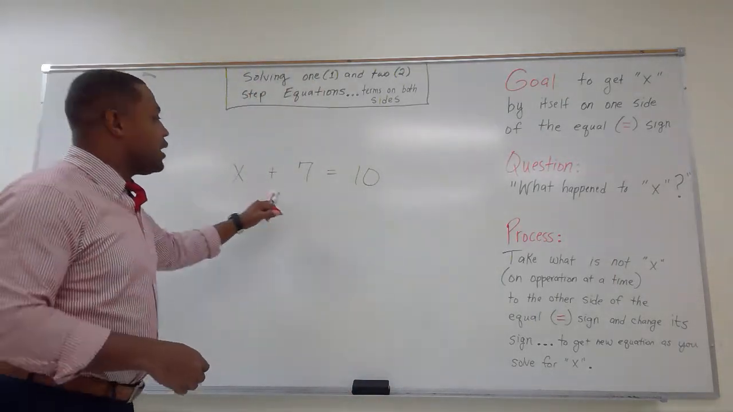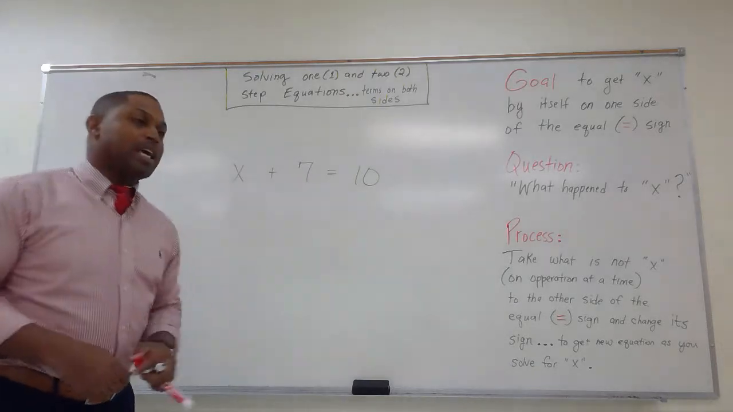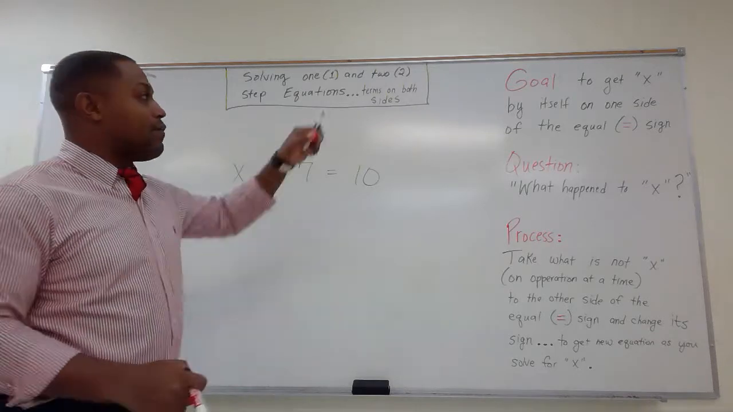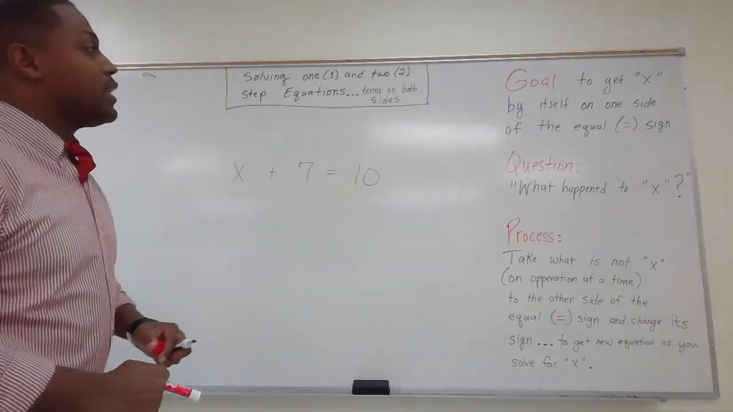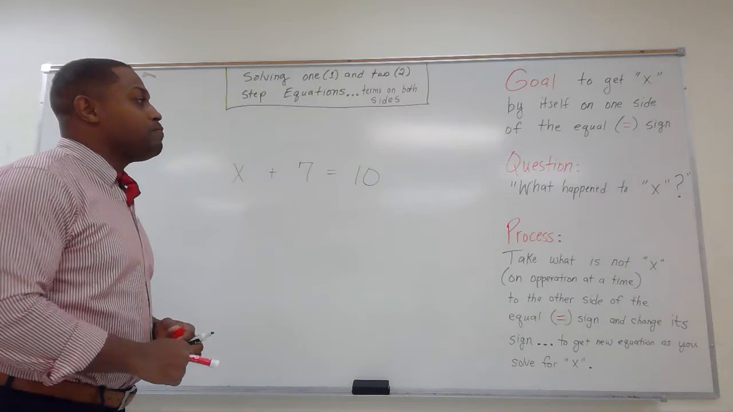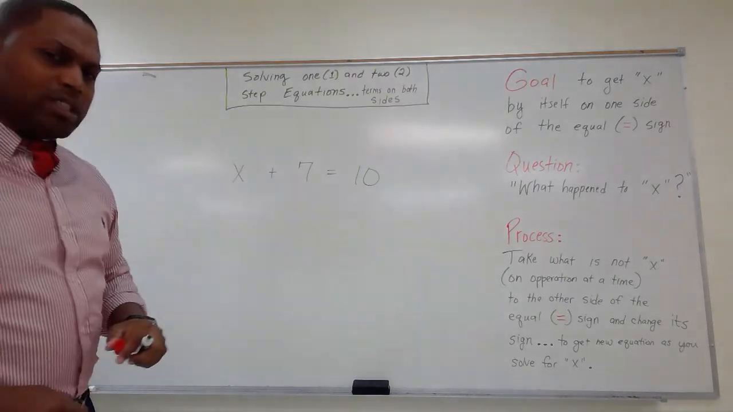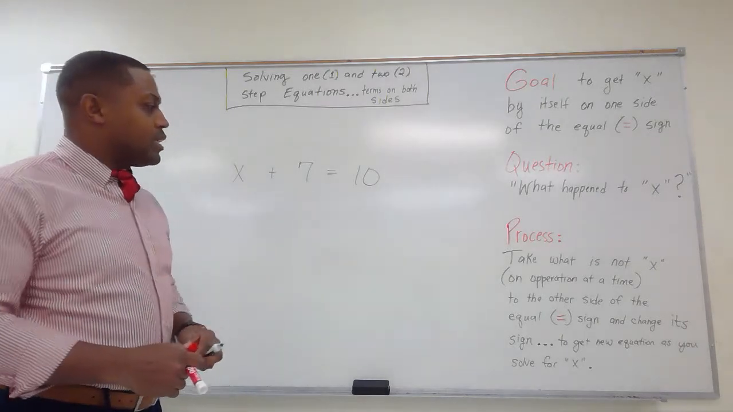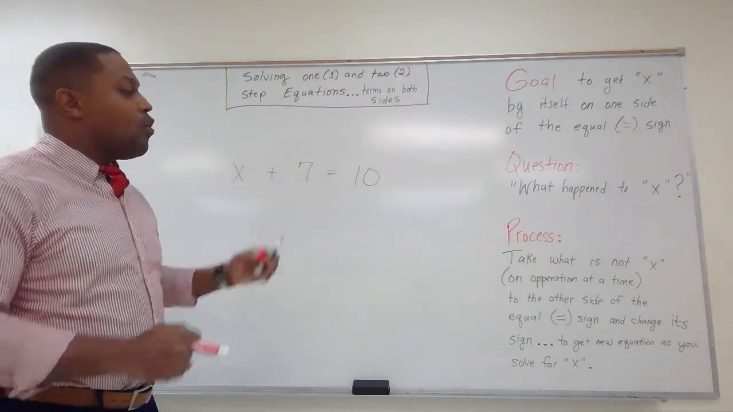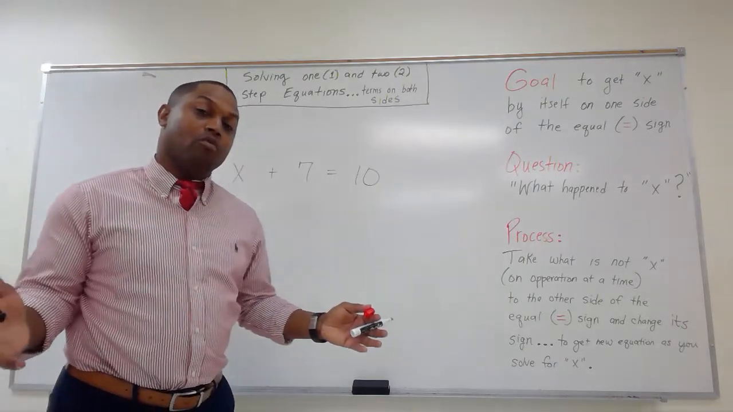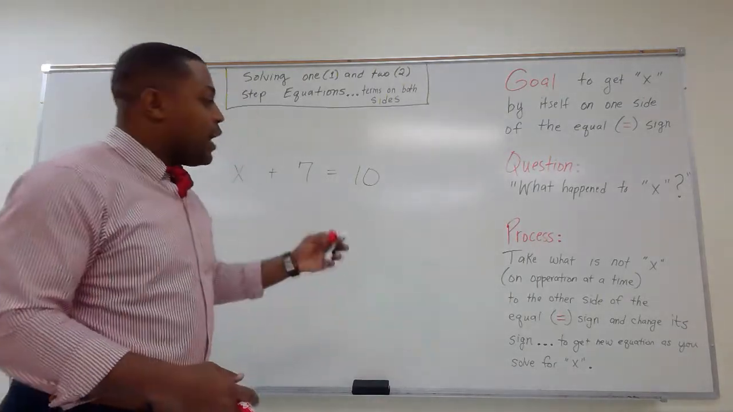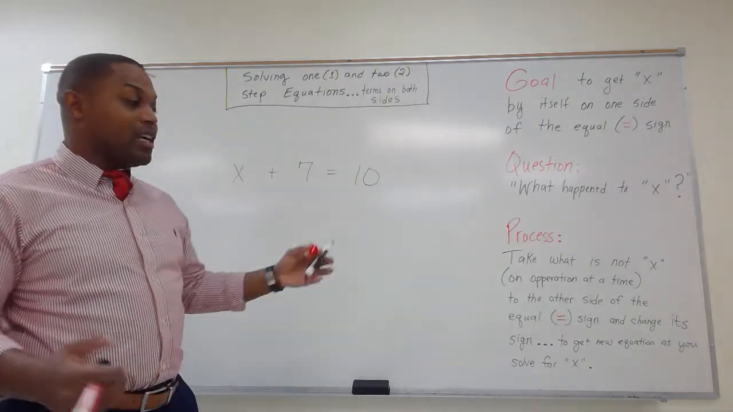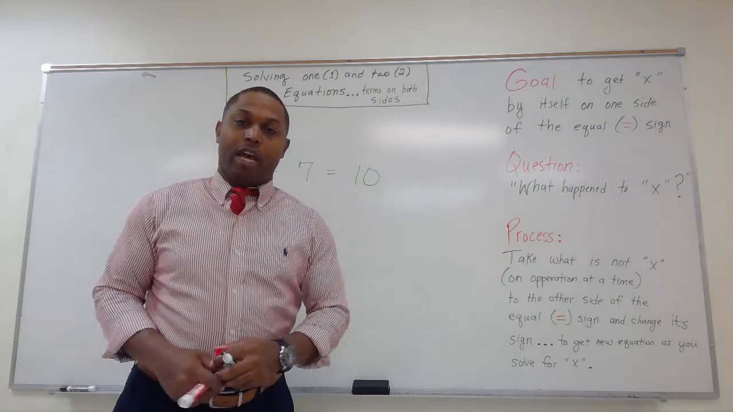We have x plus 7 equals 10. In solving one-step equations, I like to have some rules. I have a goal, and that is to get x by itself on one side of the equal sign. I have a question that I always like to ask, and that is, what happened to x? And then I have a process. I like to take what is not x, one operation at a time, which we will only have one right now since these are one-step equations, and I'm going to move it to the other side of the equal sign and change its sign to get my new equation as I solve for x.